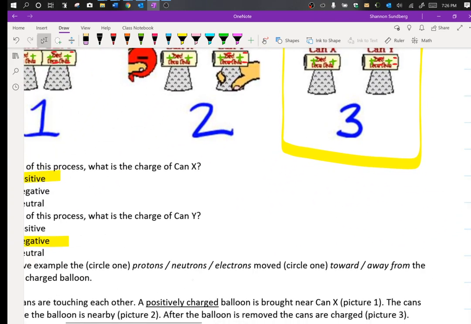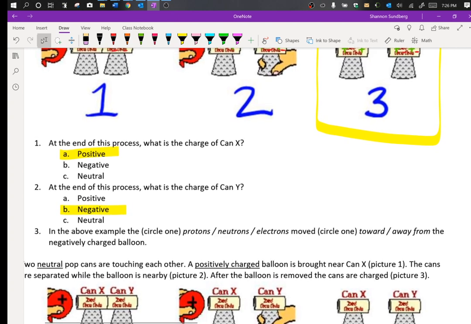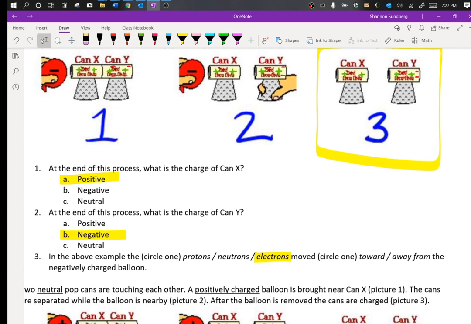And then it says in the above example, the protons, neutrons, or electrons moved toward or away from the negatively charged balloon. Well, first part there, do protons leave? No. Do neutrons? Neutrons and protons are in the nucleus. They don't move. So the only subatomic particles that move here are going to be those electrons. And we know that that balloon was negative, and like I said, negatives and negatives don't like each other, so those electrons moved away from the negatively charged balloon.